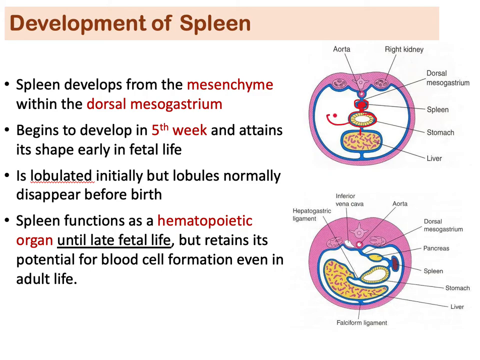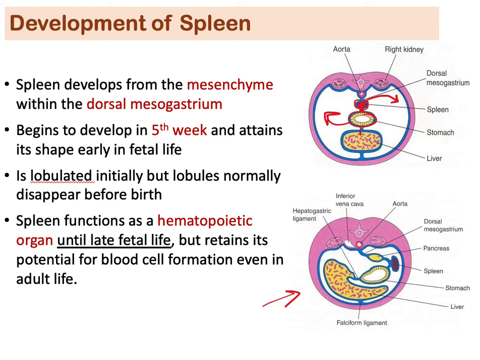Now, the stomach rotated, as you know, 90 degrees clockwise, and that's why it moved the duodenum, pancreas, and the spleen as well to this position. The spleen was first lobulated, but these lobules disappear after birth, and it retains its function as a hematopoietic organ until late fetal life. Yes, this is about the development of the spleen.